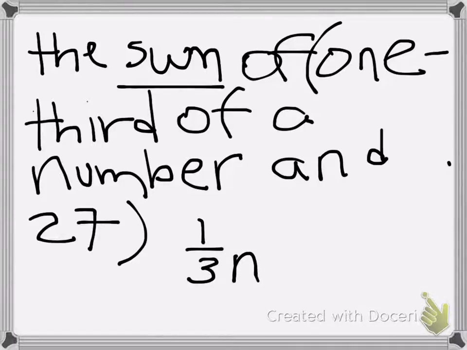The words a number always mean a variable. It could be any variable. So 1/3 of means multiply. So I'm going to write 1/3 n. And it says that we're going to add that to 27 because it says the sum. So our final answer would be 1/3 n plus 27.